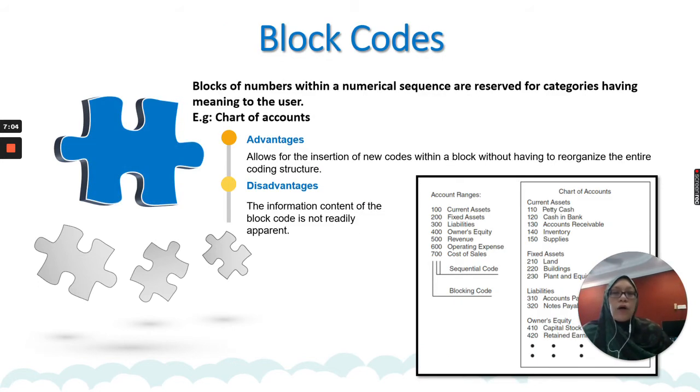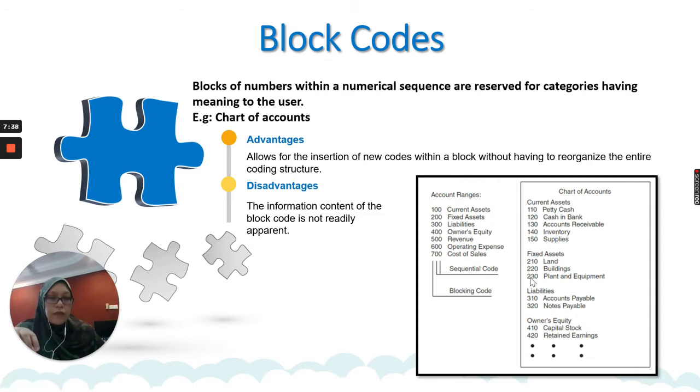So this is a block of numbers within the numerical sequence. Okay, they reserve them for categories having meaning to the user. So one of the examples here is the chart of accounts. Have you heard of chart of accounts? If you are from diploma students, you already took the AIS paper, where you used accounting software. Accounting software usually has a chart of accounts. Okay, so chart of accounts.